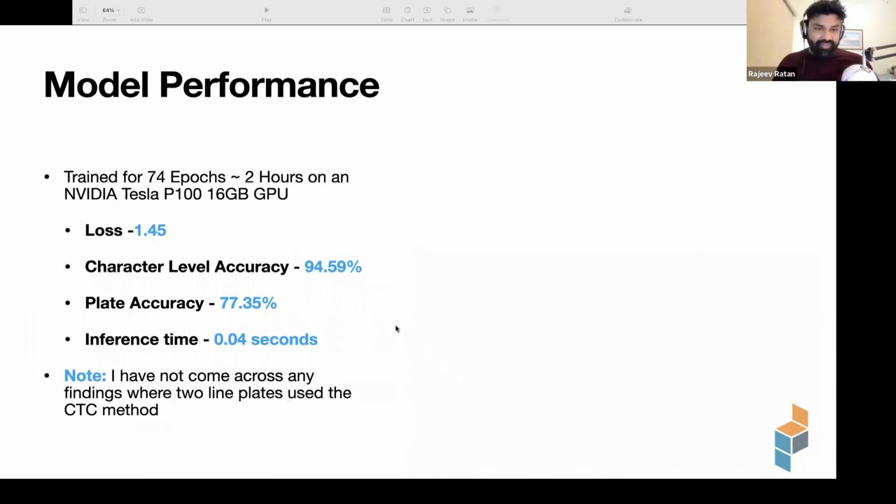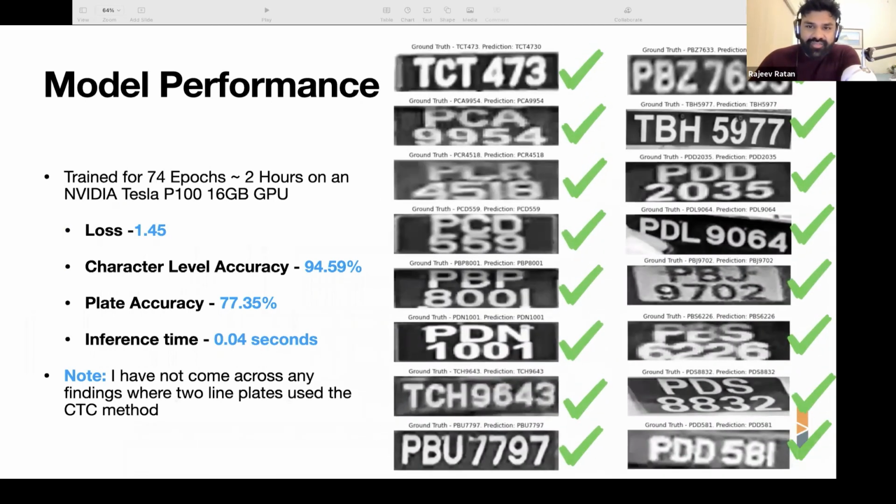So after training for 74 epochs, just over 2 hours on an NVIDIA Tesla P100, we got a loss of 1.45, which is okay. Our character level accuracy was 95%, and our plate accuracy was 78%, and the inference time per plate is 0.04 seconds, which is quite good. So these are some examples of plates it got right. We can just look at a handful here.